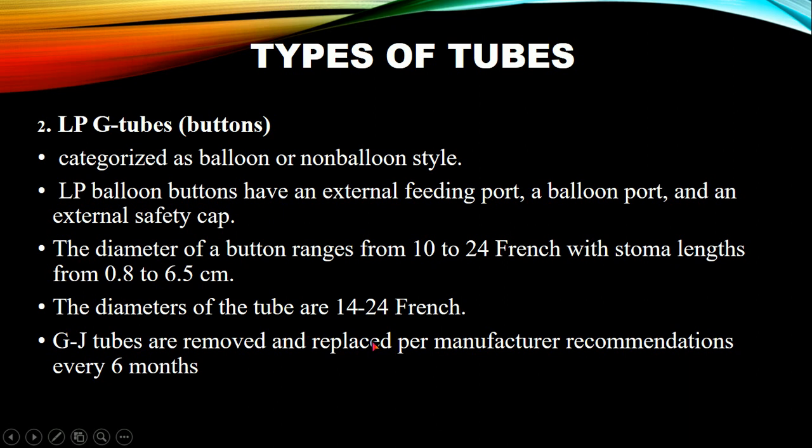Then the diameter is 14 to 24 French. Gastrojejunostomy tubes are removed and replaced every 6 months. Gastrostomy tubes every 3 months, and here gastrojejunostomy every 6 months.